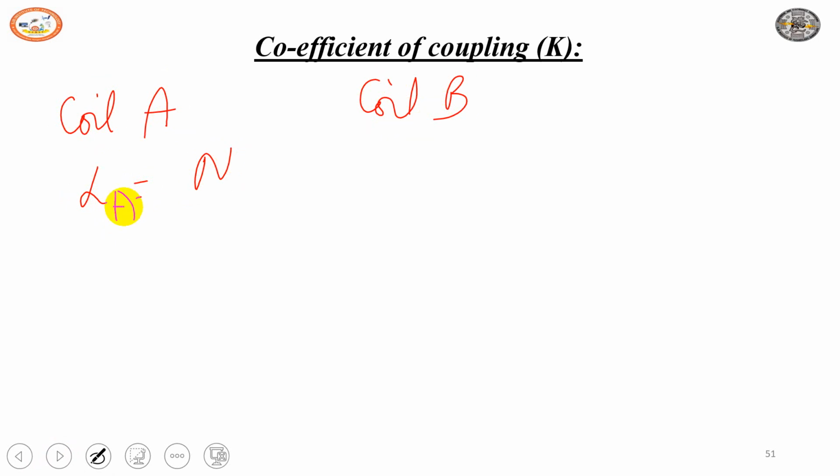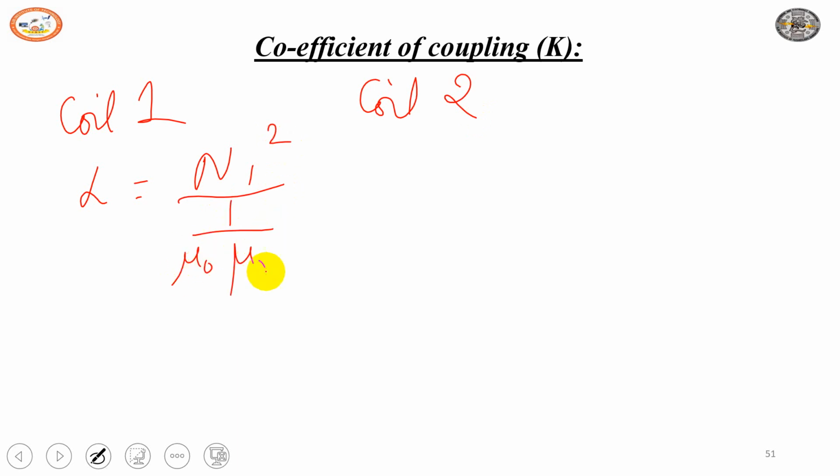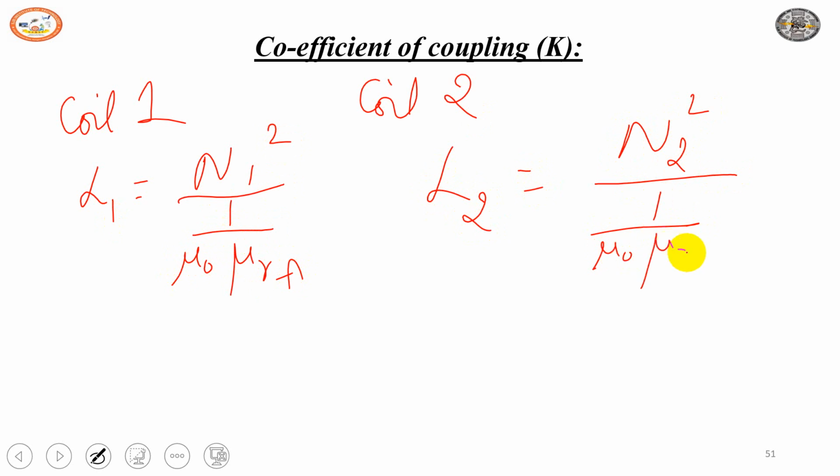Better I take these as coil 1 and 2, so that it is easy to write the suffixes. So we have two coils. The inductance of the first coil is L1 equal to N1 squared divided by 1 by mu naught mu R into A, and for this coil we can write L2 is equal to N2 squared divided by 1 by mu naught mu R into A. So we have L1 and L2.